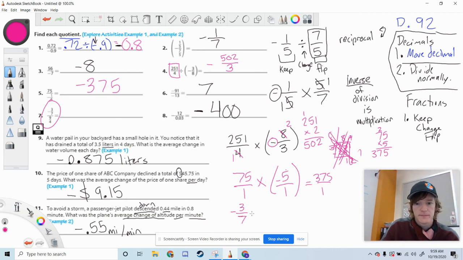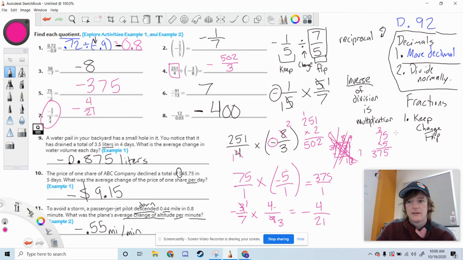Final question. I've got negative 3/7. Let's keep that one. Change this to multiplication and flip this to 4/9. I know 3 and 9 are compatible by the number 3, so this divides by 3 to 1. This divides by 3 to 3. Can't do 7 and 4. They're not compatible. So I have negative 4. 7 times 3 is 21. So negative 4 21sts.